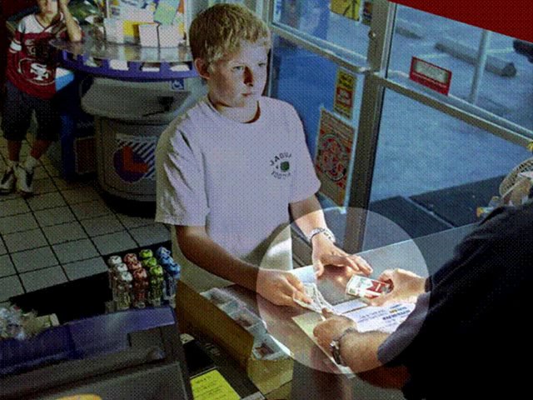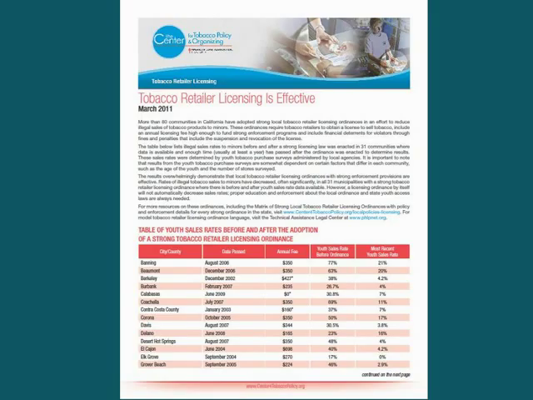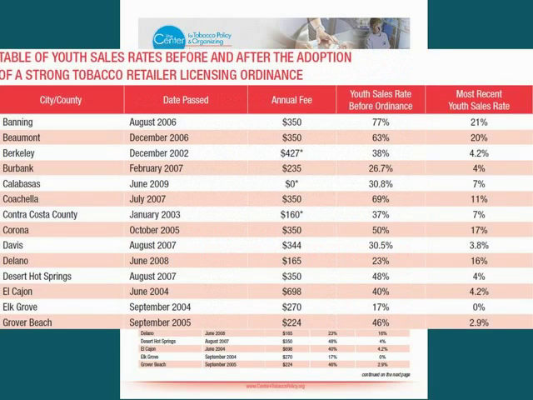And these enforcement operations have actually been shown to be really effective at reducing the illegal sales rate. So the Center for Tobacco Policy and Organizing has actually put together some information on how these have been effective. They looked at some of the communities in California that have passed strong tobacco retailer licensing ordinances with annual fees that fund enforcement, and they look at the youth sales rate before and after. And in every single instance, the data shows that youth sales rate went down after the ordinance was passed.